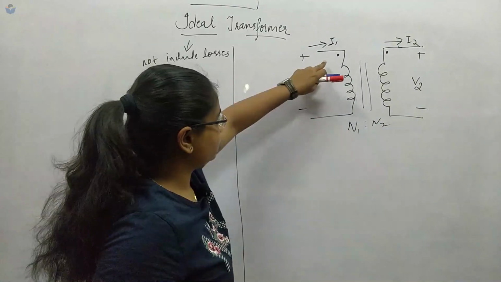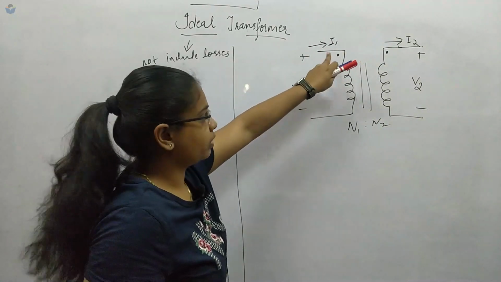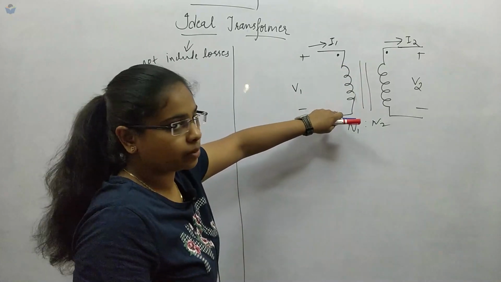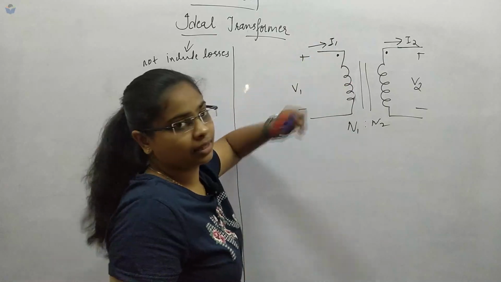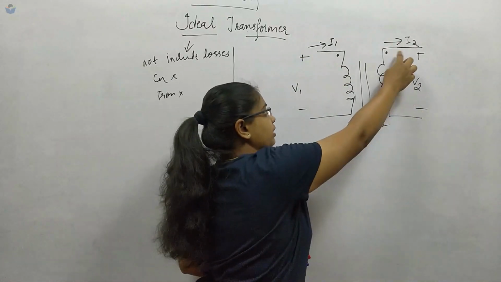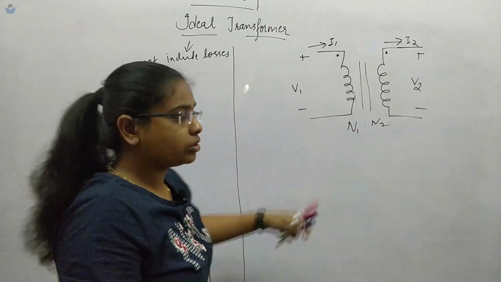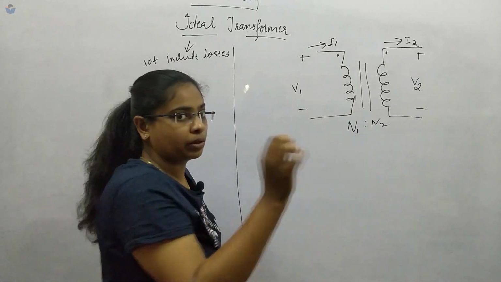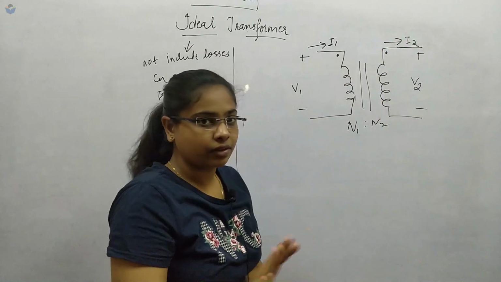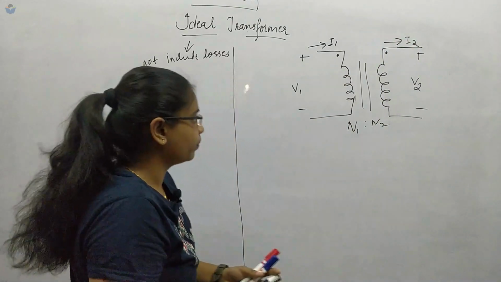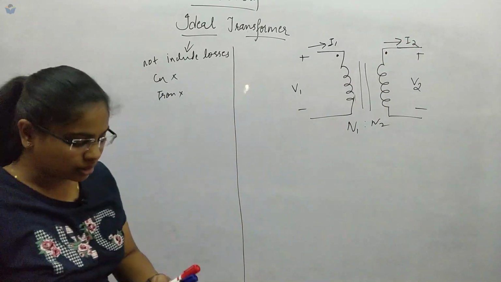Now for this dot convention, we will put a dot over it and see from the opposite side whether the current is entering or leaving. Here the current is entering, and here the current is leaving. So this is the symbol for the ideal transformer, where the mutual effect will be negative. If you take both as entering, then we will not call that an ideal transformer. I think till here the concept is clear.